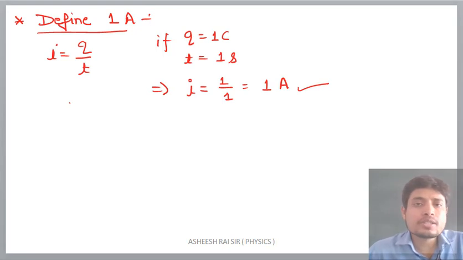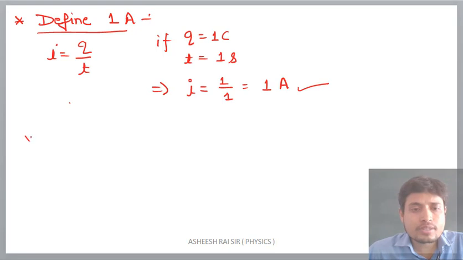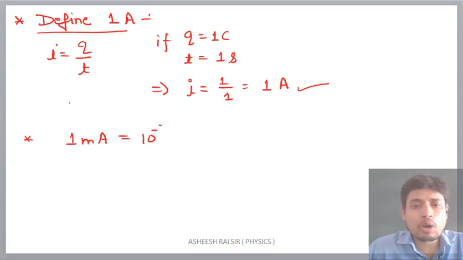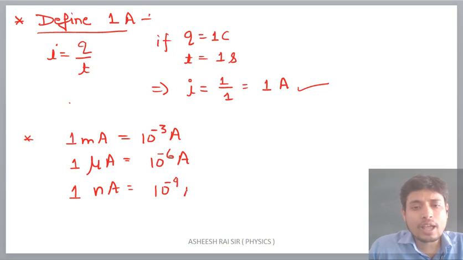Some units which we will use in this chapter: 1 milliampere means 10 to the power minus 3 ampere. 1 microampere means 10 to the power minus 6 ampere. 1 nanoampere means 10 to the power minus 9 ampere.